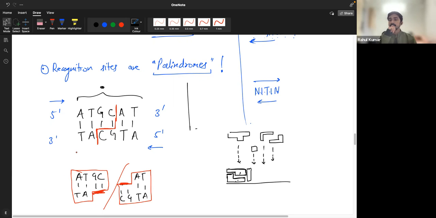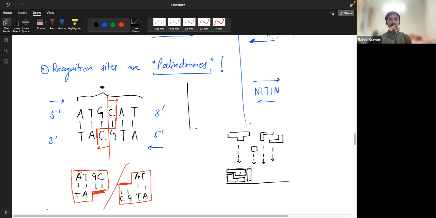So that's what I'm saying, that restriction enzymes cut the DNA strands away from the center of the palindromic sequence. This is the center. They are not cutting from here. They're cutting a little away from the center of the palindromic sequence, but between the same two bases on the opposite strands.